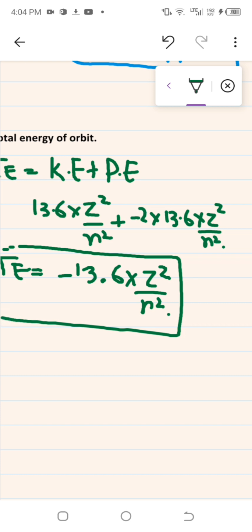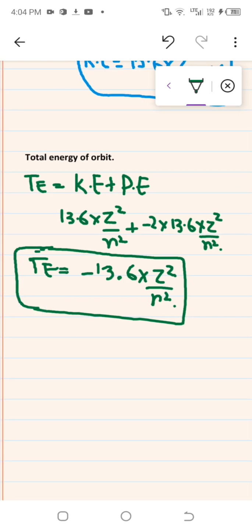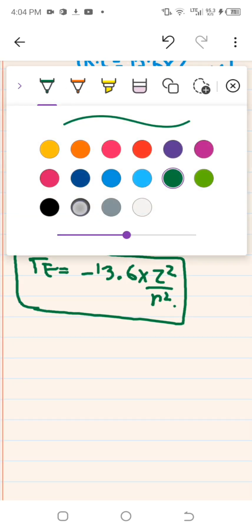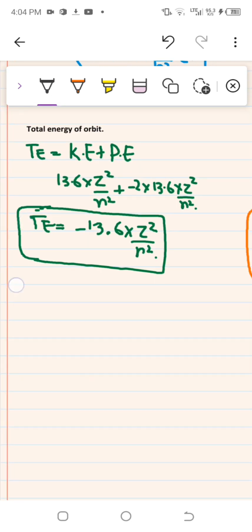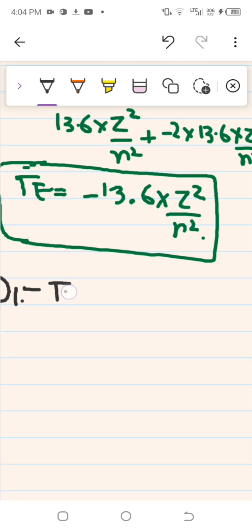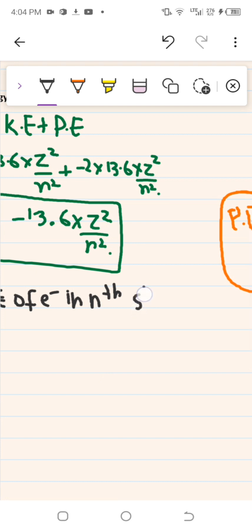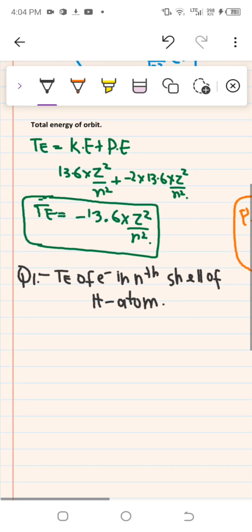Fine. So now let's solve one question. Here I'm going to give you one question. The question is basically: calculate the total energy of an electron in the nth shell of a hydrogen atom.